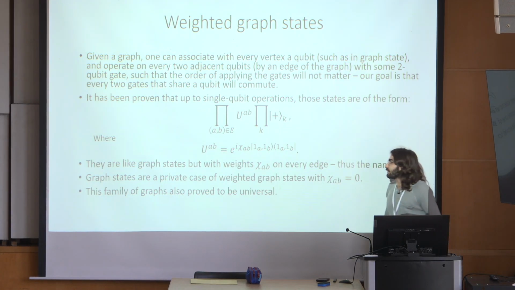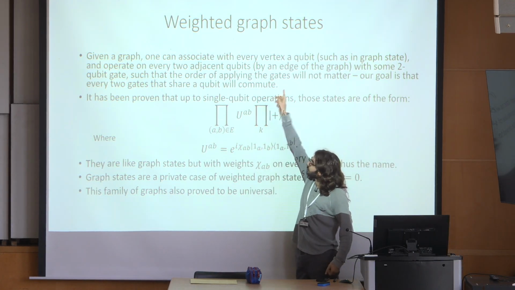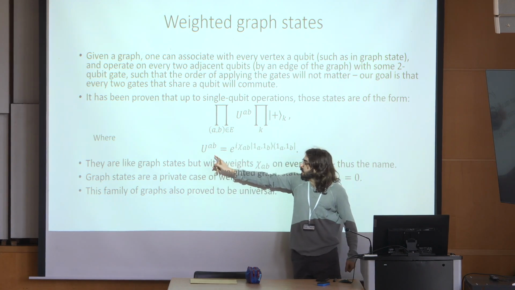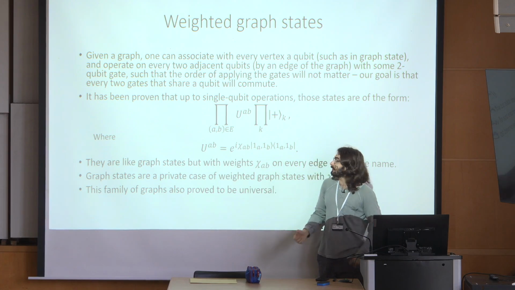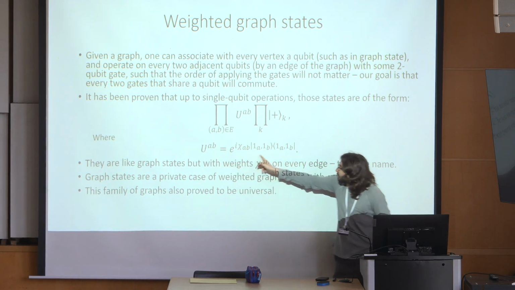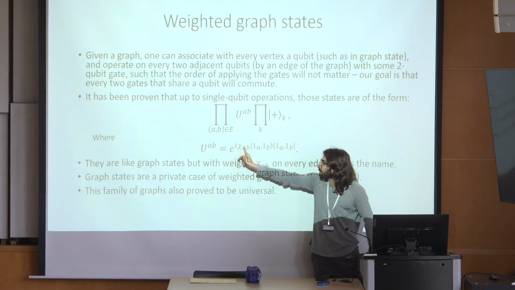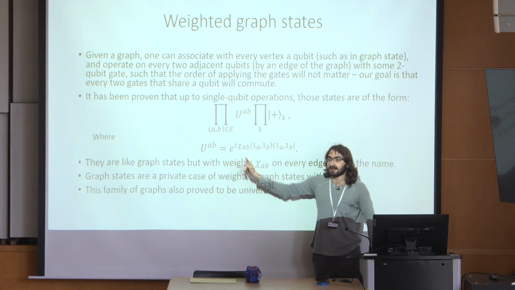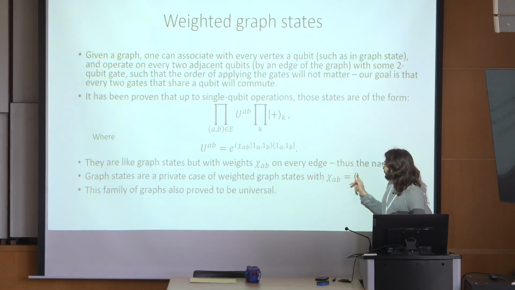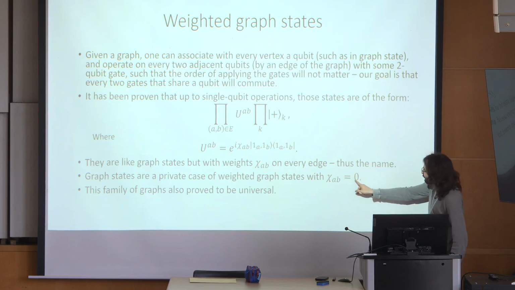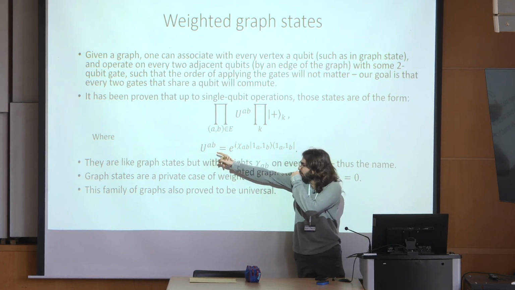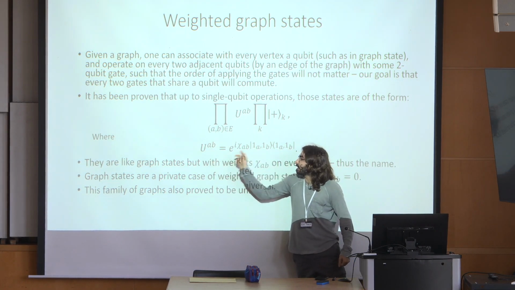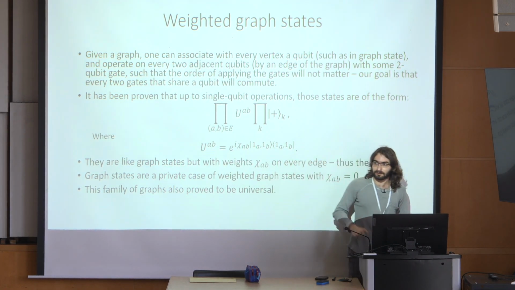Graph states also have a generalization, called weighted graph states, which are like graph states, but the operators that I put between 2 qubits are not CZ, but some more general operators with some parameters, chi. When I set them all to pi, then I will get just the graph state we talked about beforehand.